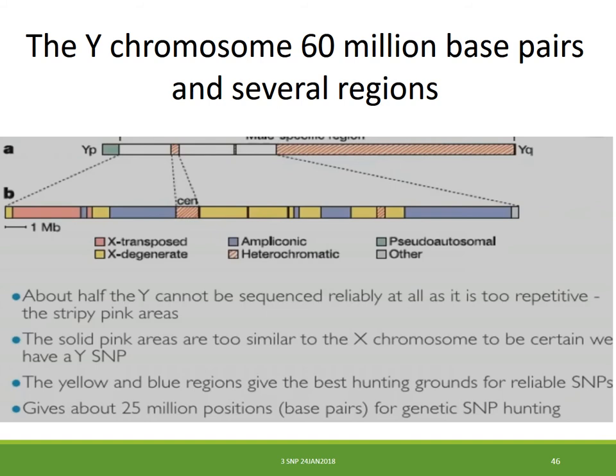The solid pink are too similar to the X chromosome. It sort of blends at the end sometimes to the X. The yellow and the blue range are the best hunting ground for reliable SNPs. And that gives you about 25 million places to look to see if there's any errors.